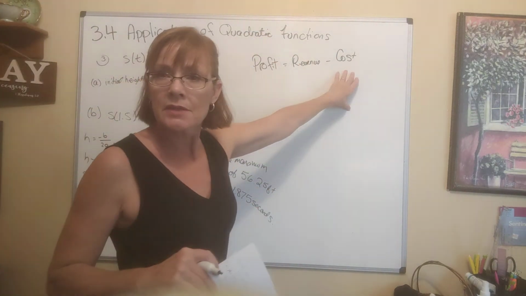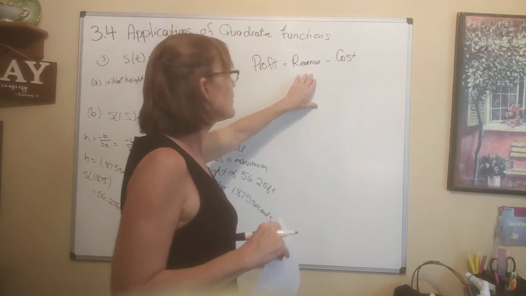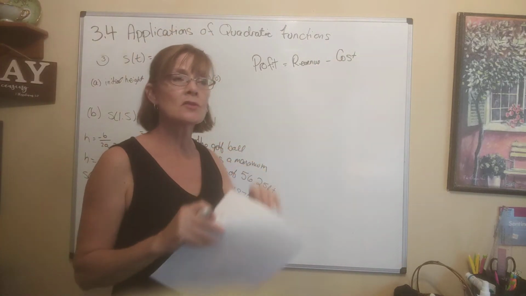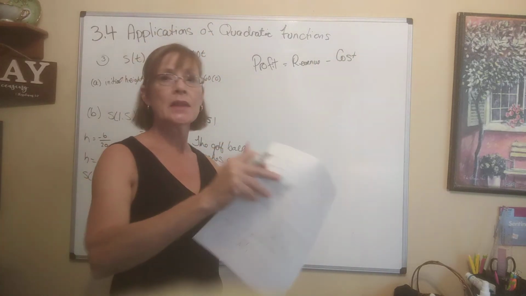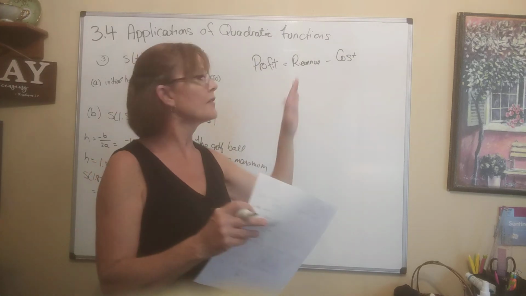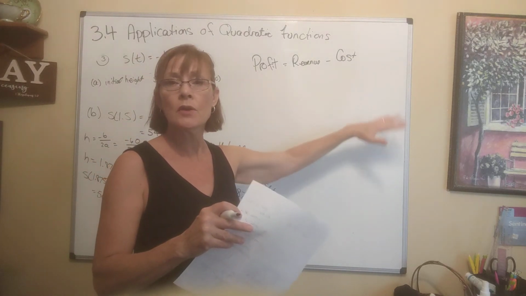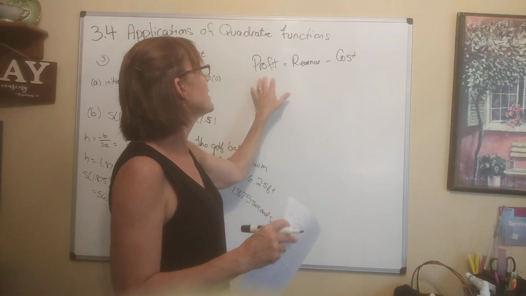Cost is how much it takes to run a business. Revenue is the amount of money you have coming in. So you sell something, you get all this money coming in, but you don't get to keep all that money. You have to pay your bills and your employees and whatnot. So after that's happened, that's what profit is.